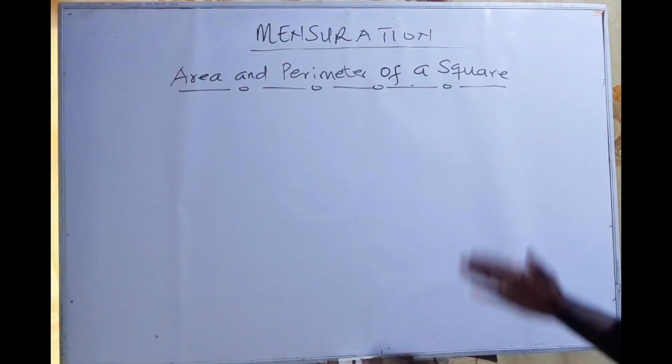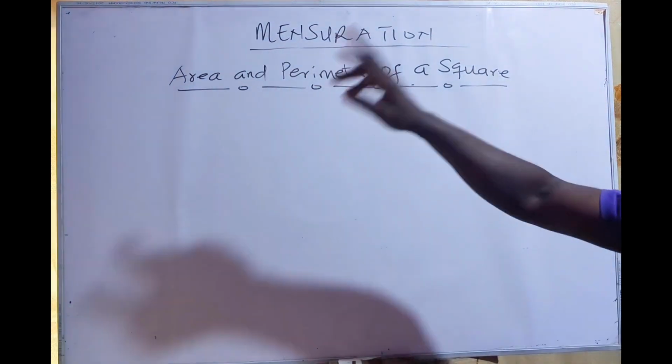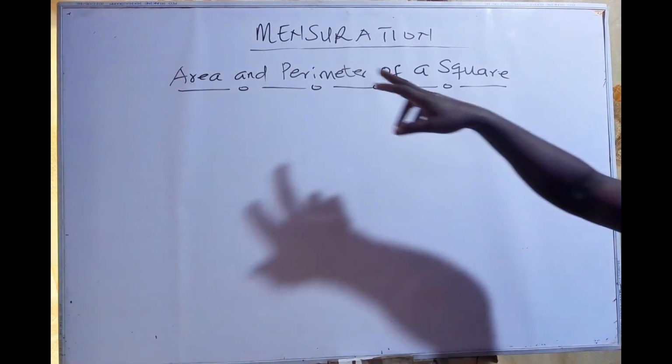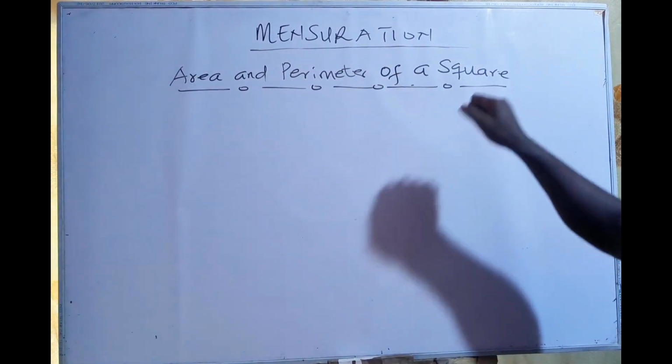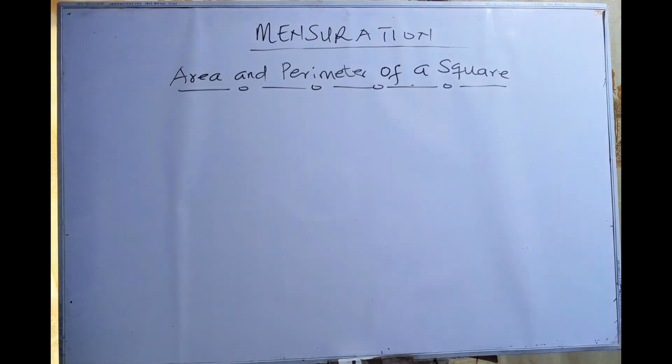Hello, welcome to another lesson of our class, and today we are going to look at the area and perimeter of a square. Alright, so a square is a quadrilateral, a four-sided figure where all the sides are the same.